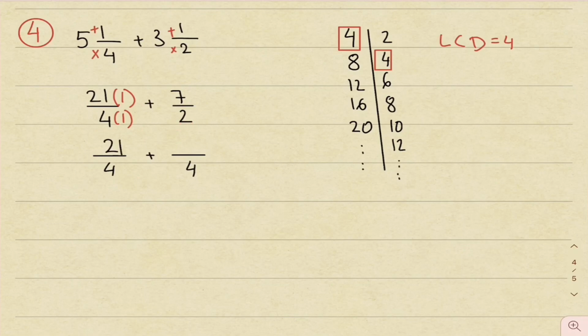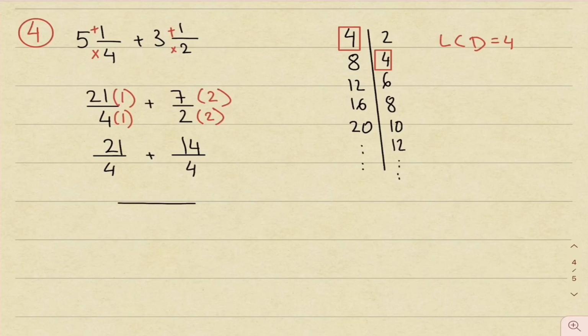Now to make this 2 into 4, we have to multiply by a number. Let's go to the list and start counting down. 1, 2. So we multiply by 2. If we multiply on the bottom, we have to multiply on top as well. Now 2 times 2 is 4. 7 times 2 is 14. So now we have 21 over 4 plus 14 over 4.